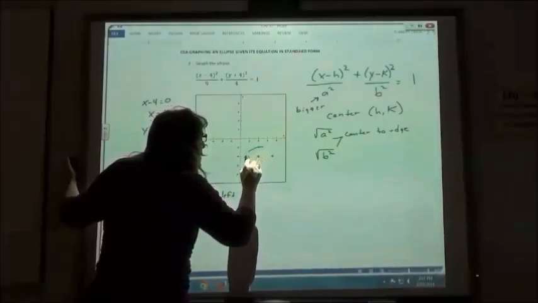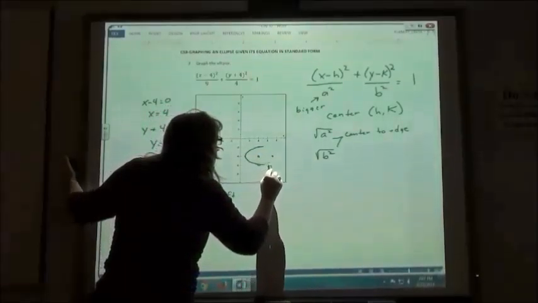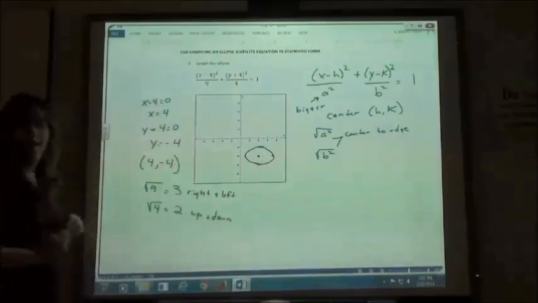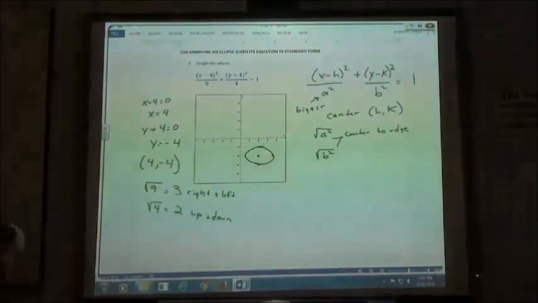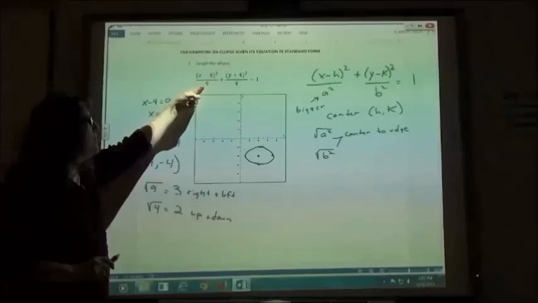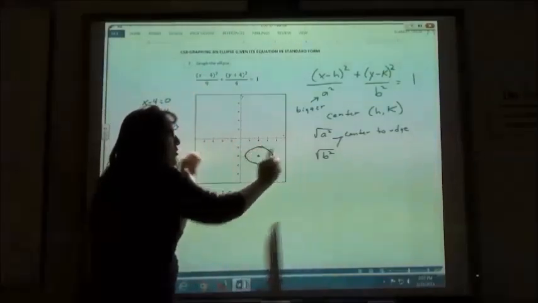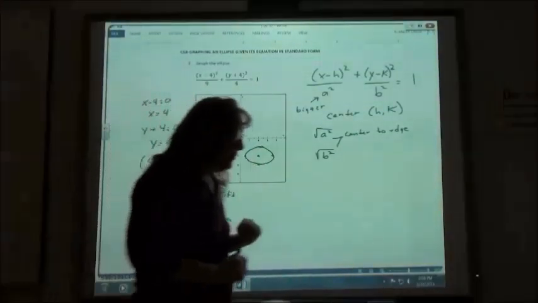And my ellipse is going to look like that if I could draw it. Because this number underneath my x was bigger, it is longer going left to right than it is up and down.